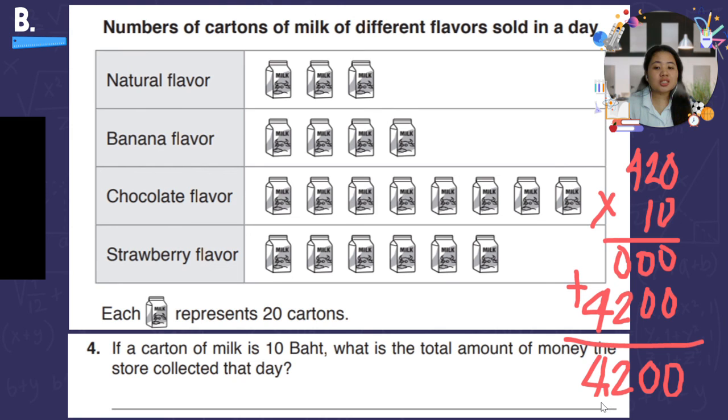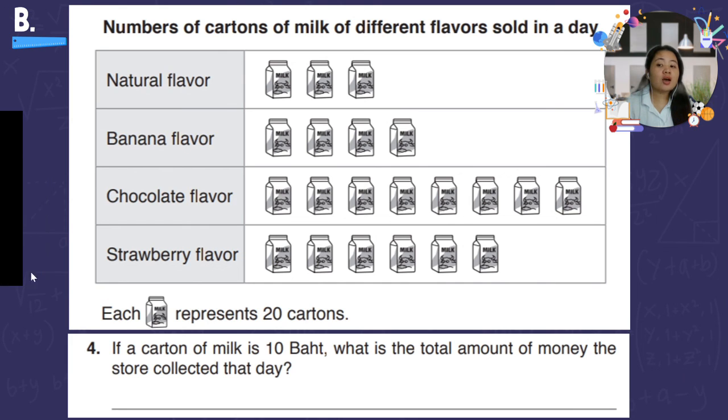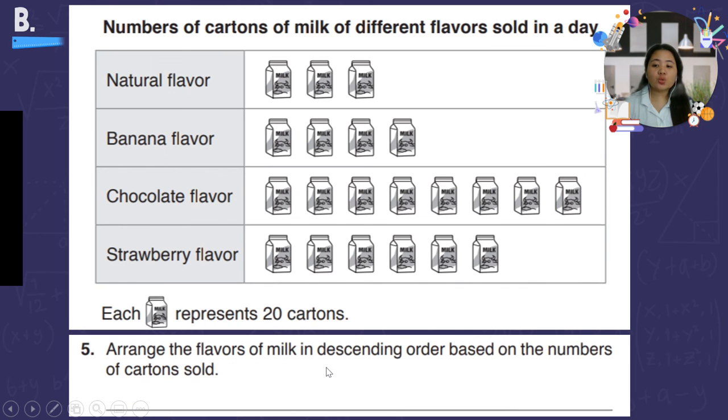So that means the answer for number 4 is 4,200 baht. Okay, so your answer in number 2, you multiply by 10 baht. Okay, that's the answer. Last one.